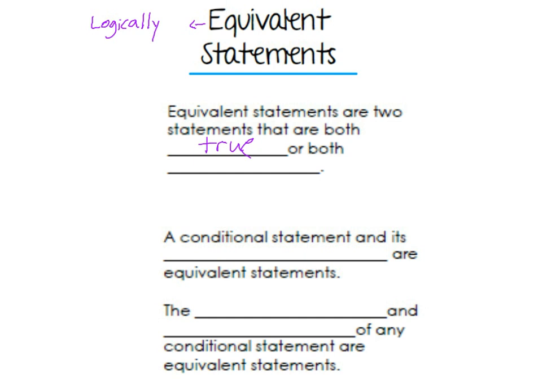Okay, let's pick it up with equivalent statements here. So we're saying equivalent statements are two statements that are both true or both false. So they have the same truth value. Okay, and we'll look more at this in class together. We haven't looked at a lot of specific examples yet with their truth values, but just know for right now that a conditional statement and its contrapositive are always logically equivalent statements.